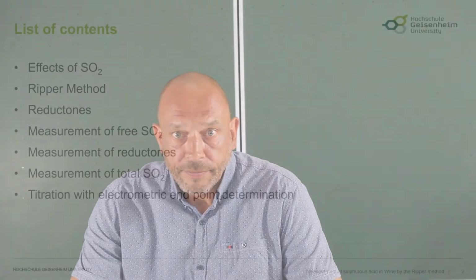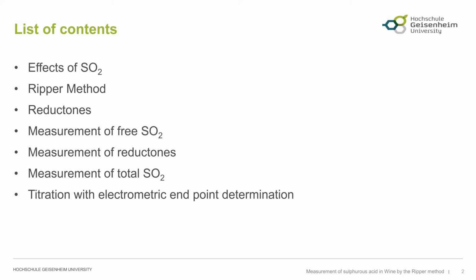I guide you through today's session on the topic measurement of sulfurous acid in wine by the Ribbe method. In the following, we use the term SO2 for sulfurous acid. Here you see an overview of the planned procedure.